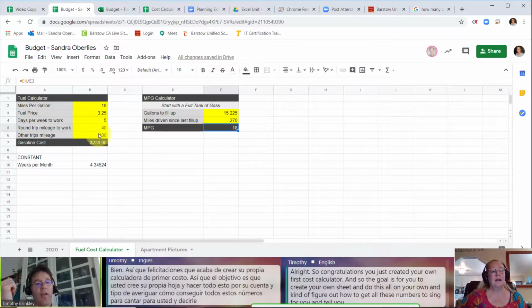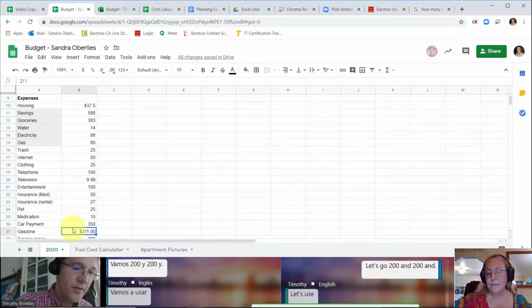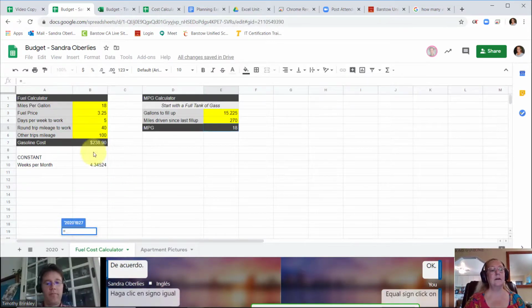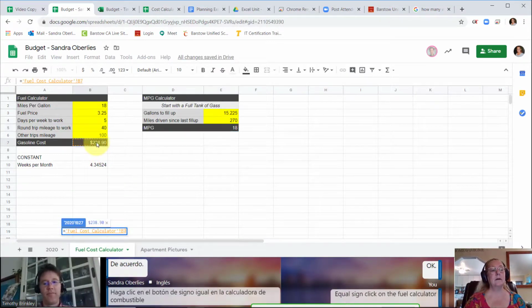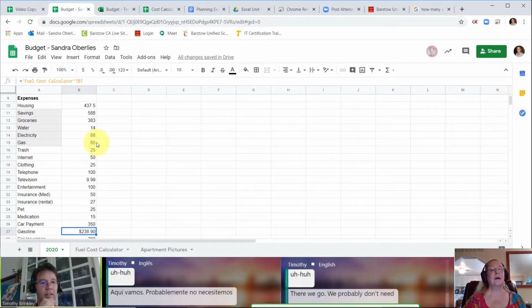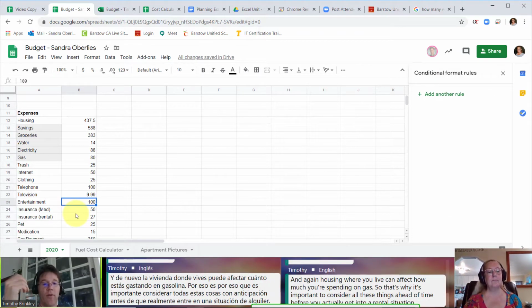All right, so let's put this into our main sheet. Let's use the equal sign and bring it over so it updates automatically. Equal sign. Click on the fuel cost calculator. Click the correct box and hit enter. We probably don't need the $ sign on that one. With this little drop-down menu, you can also just change it right here. All right, I think that's it.